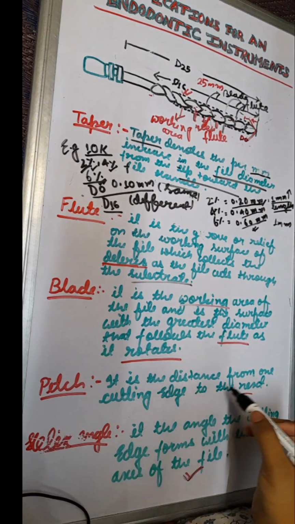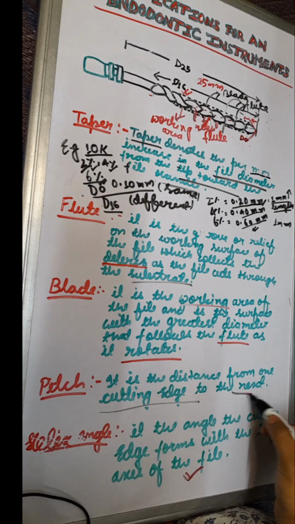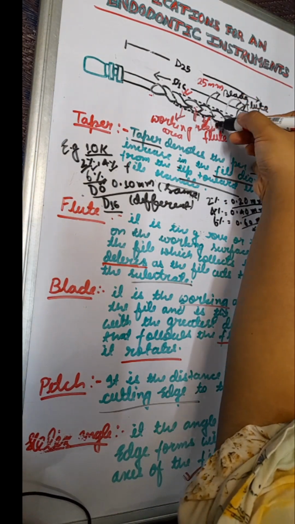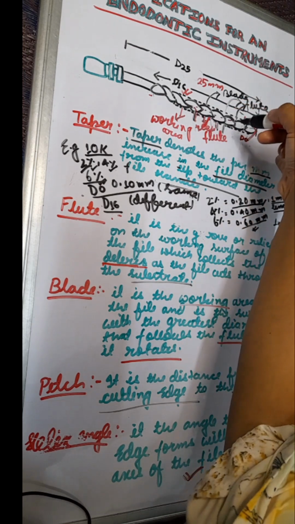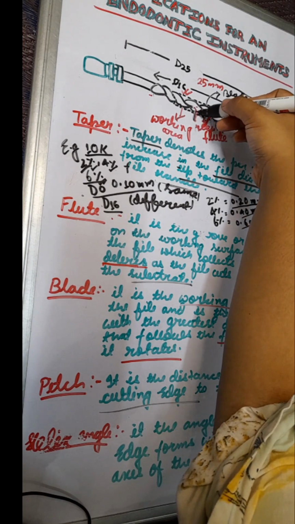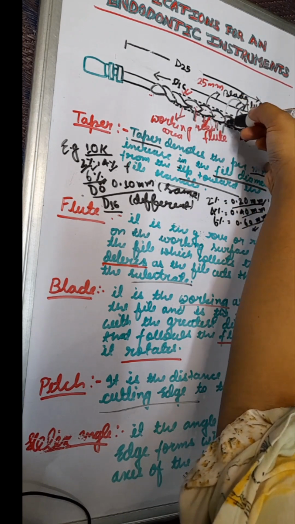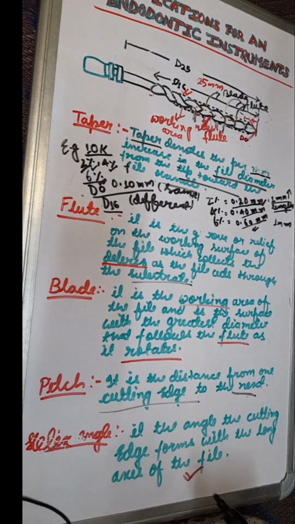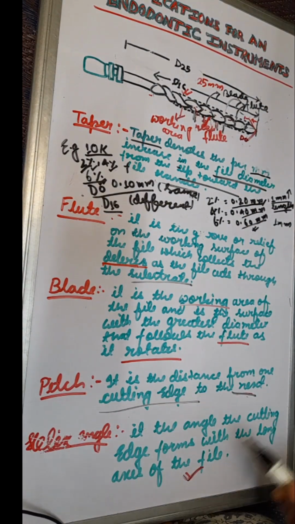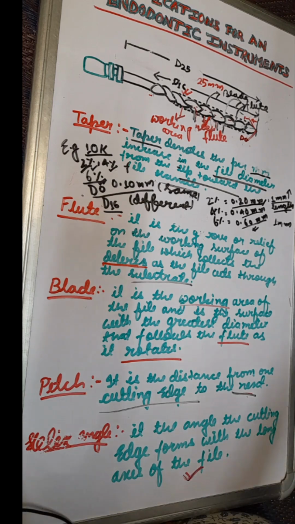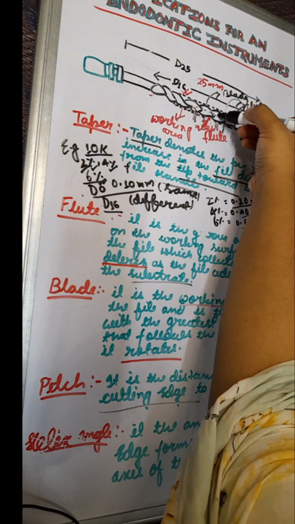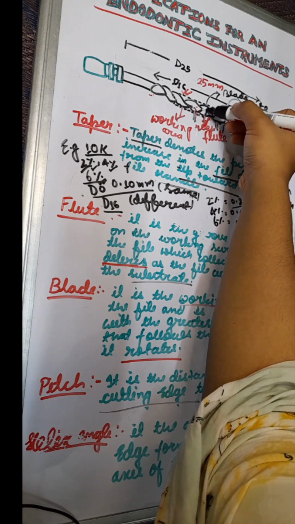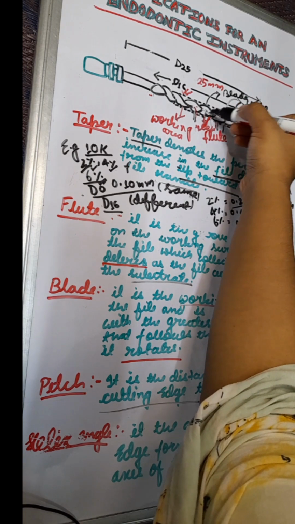Now, the pitch. It is the distance from one cutting edge to the next, that is cutting edge to cutting edge distance is the pitch. It is not the distance of collecting edge, it is the distance from cutting edge to cutting edge. Now, the helix angle, it is the angle the cutting edge forms with the long axis of the file. So, this is the long axis of the file and this is the cutting edge. So, the angle formed by cutting edge to the long axis is known as the helix angle.